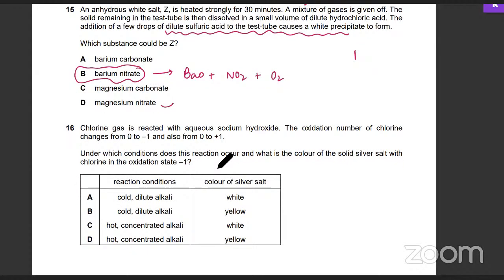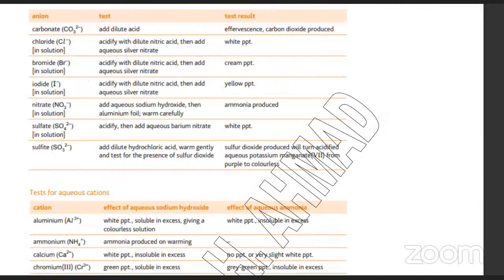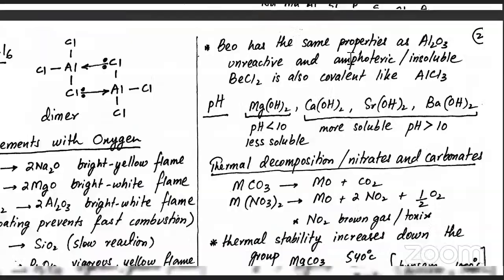Yes, sir. Next one. Chlorine gas reacts with aqueous NaOH. The oxidation number of chlorine changes from 0 to -1 and also from 0 to +1. Under which condition does the reaction occur? Now, this is again in organic chemistry, and there's a specific reaction where bleach is produced.